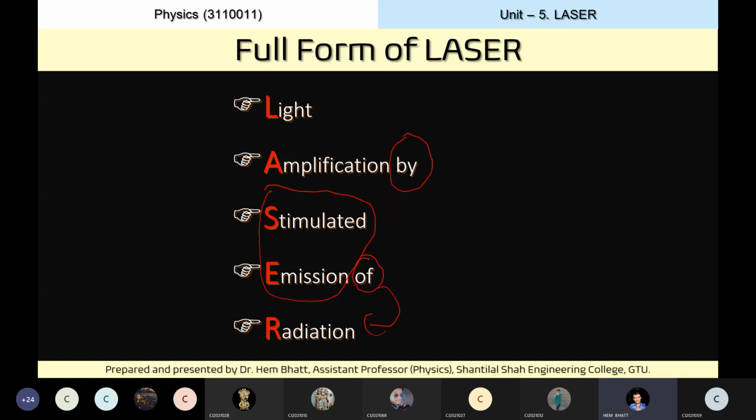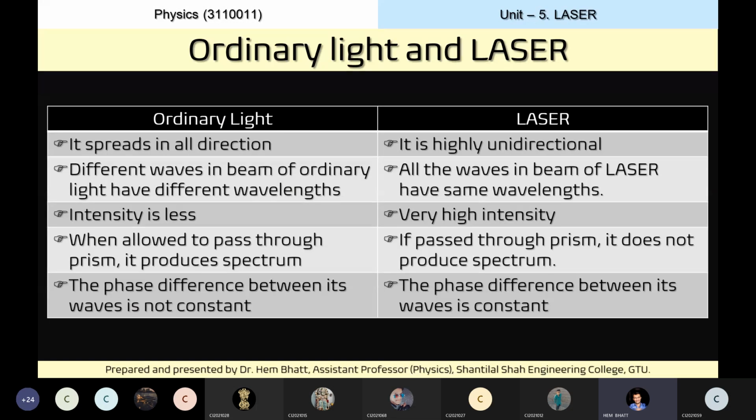So that is laser full form. Then we had comparison between ordinary light and laser.